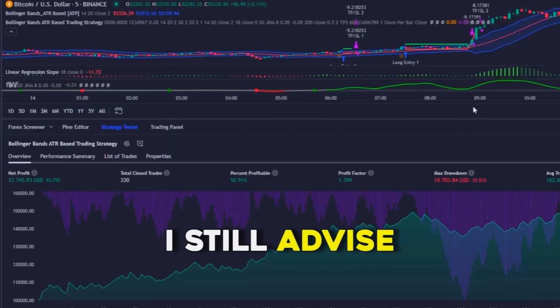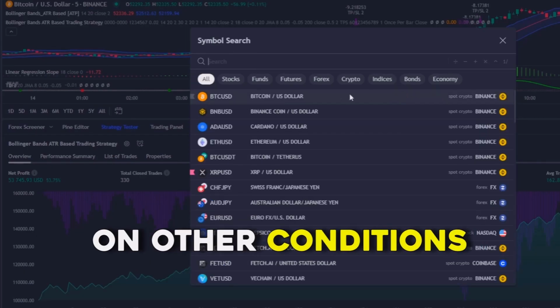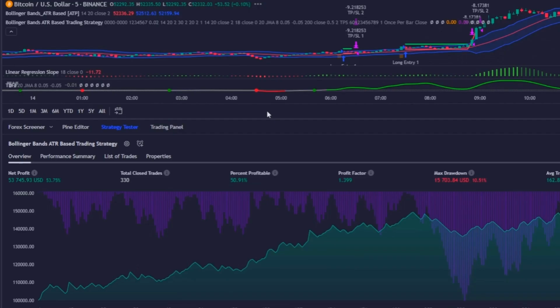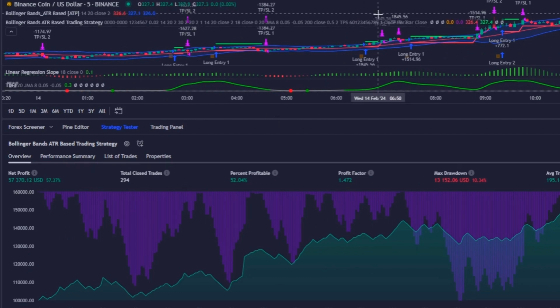And of course, I still advise you to backtest this strategy on other conditions and assets to ensure that it is robust enough to be used on the live markets.